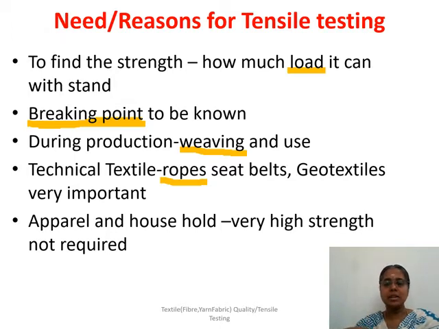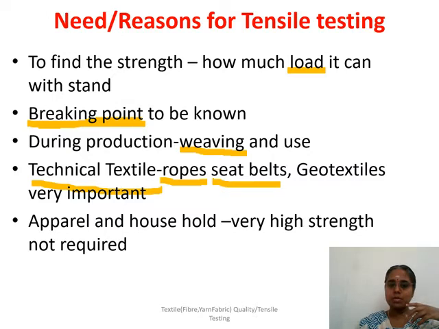Maybe in apparel use, there may not be very high tensile forces acting. But in sewing threads, where there are joints, where a seam is stitched, the sewing thread should have the required strength. Only then it will not break and peel off. For normal apparel applications, you may not require that much strength. But in technical applications, technical textiles like seat belts, ropes, and geotextiles, this tensile testing is very important, and a very high strength requirement is there for those textile materials.